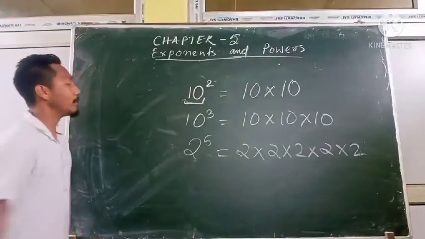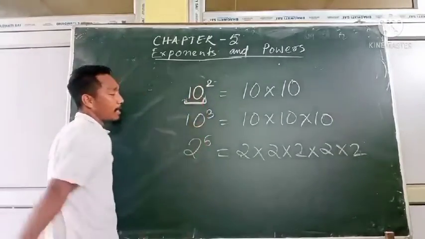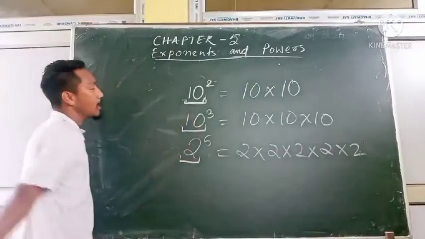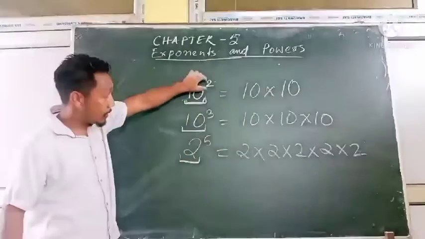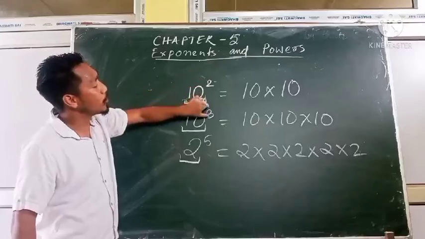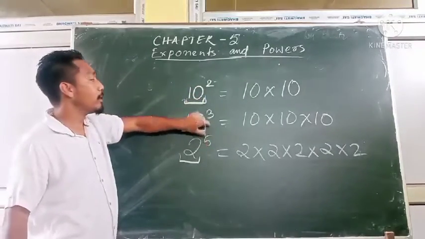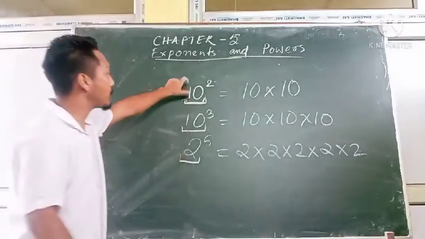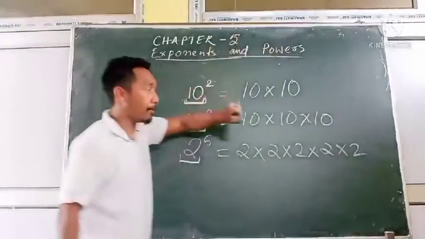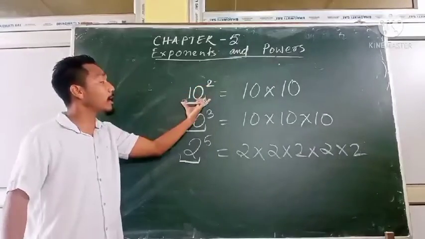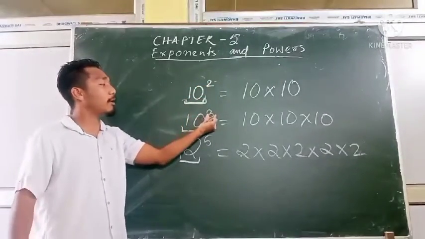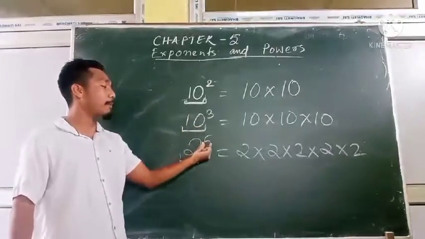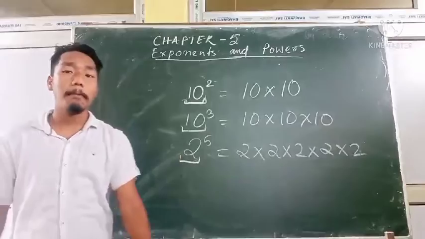Here, this 10 is the base. This is also a base, and this is also a base. The numbers written above, 2, 3, and 5, are the exponents of these bases respectively. So this is what we call exponent and power. This is what we call the exponent. Together we call this a power. This is a base, this is an exponent, together we call this a power.